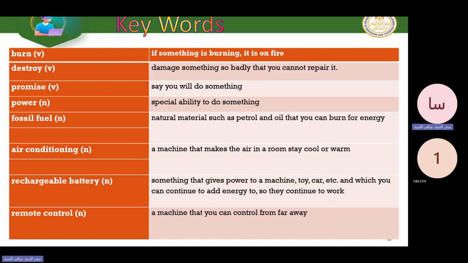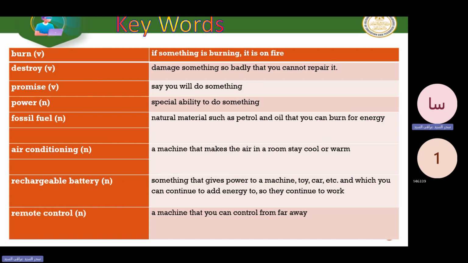Before we start, let's check the meaning of some vocab. Burn. If something is burning, it's on fire. We call it burn. Destroy. Damage something so badly that you cannot repair it. Promise. Say you will do something. You promise someone that you will do something. Power. Special ability to do something.